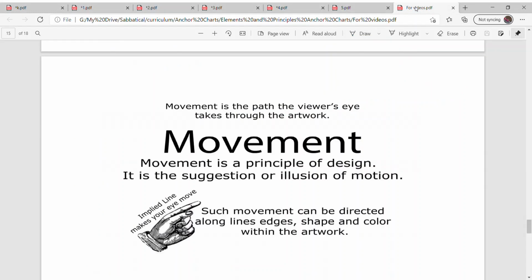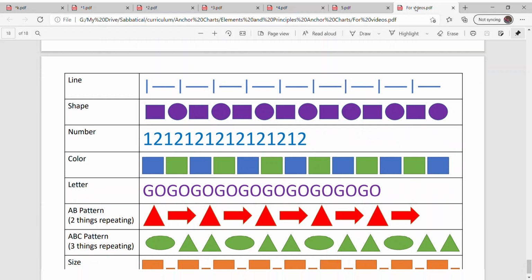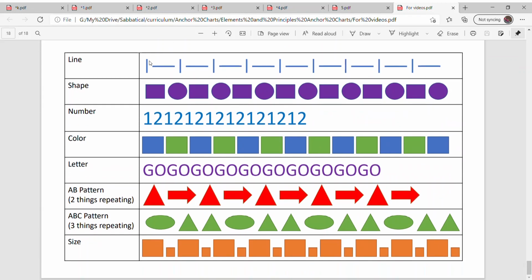So let's look at a couple examples of patterns. You could have line patterns, vertical, horizontal; shape patterns, square, circle; number patterns, 1, 2, 1, 2; color patterns, blue, green; letter patterns, G, O; AB patterns. That is where 2 things repeat. So that's what we're doing up at the top. Triangle, arrow, triangle, arrow, or an ABC pattern.